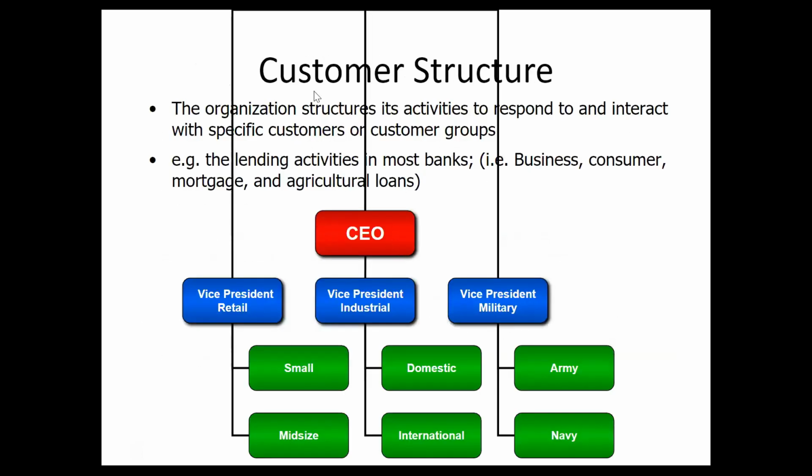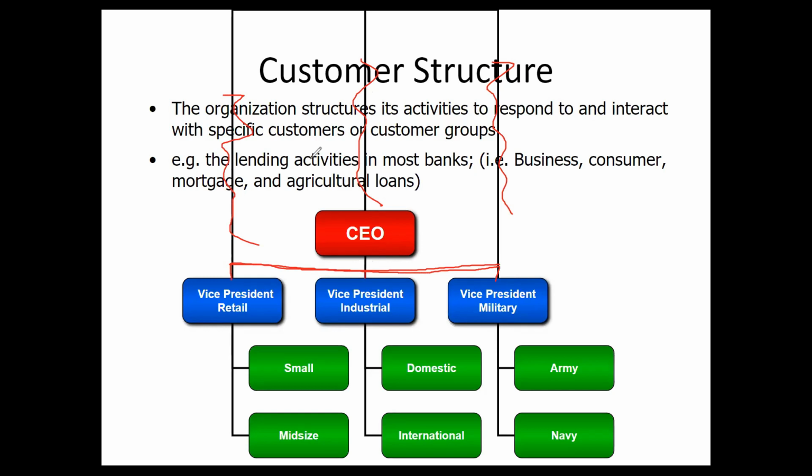Then customer structure. Again, there are no lines here, right? So the lines end up here like this. This is how it is. All the lines are connected to the CEO. Right. Customer structure, you have different customers.